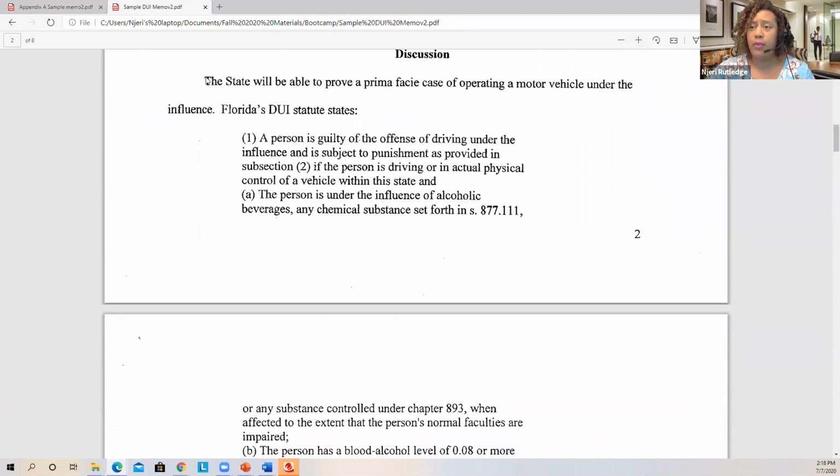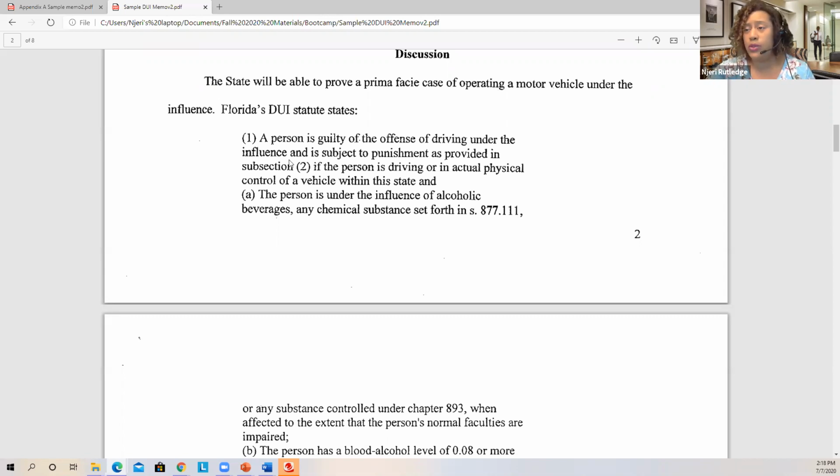And right off the bat with the very first sentence, I'm expecting the C of CREAC. I do not want to see a sentence that says the issue in this case is. That is not a conclusion. I want you to state your conclusion. Notice how this writer started out. The state will be able to prove a prima facie case of operating a motor vehicle under the influence. Right off the bat, it lets you know the state's going to win its case.